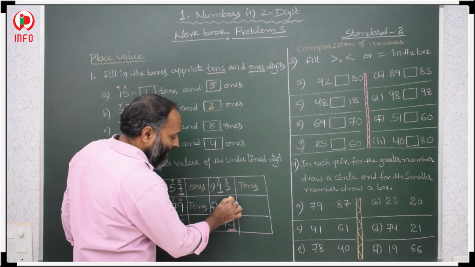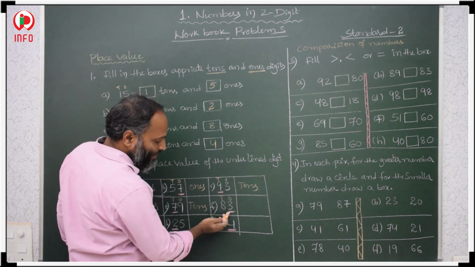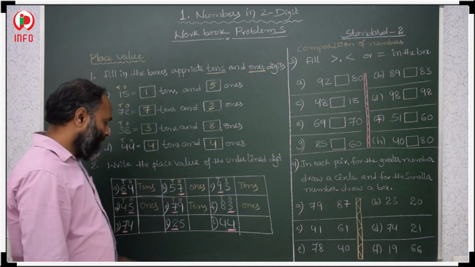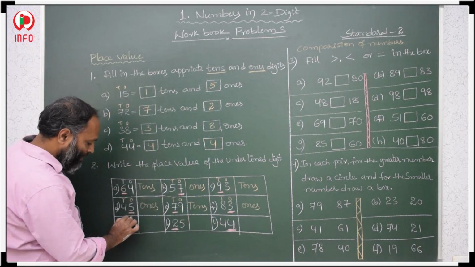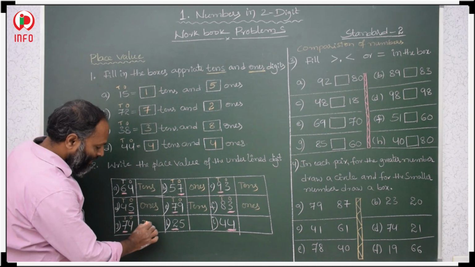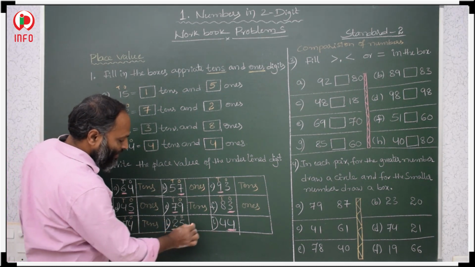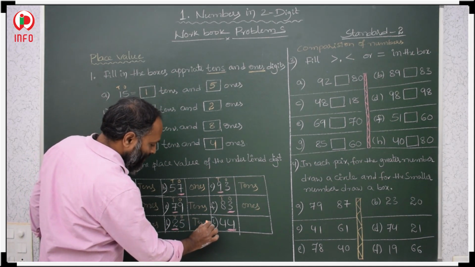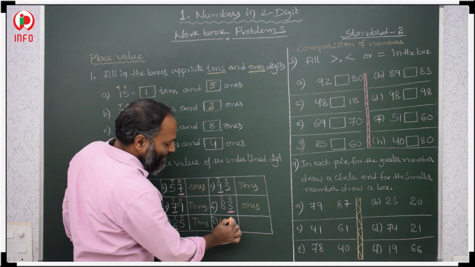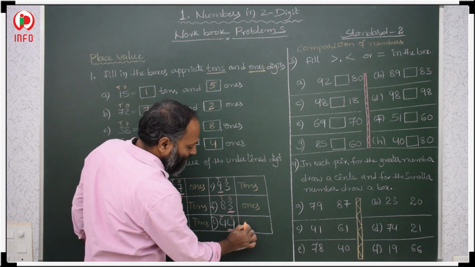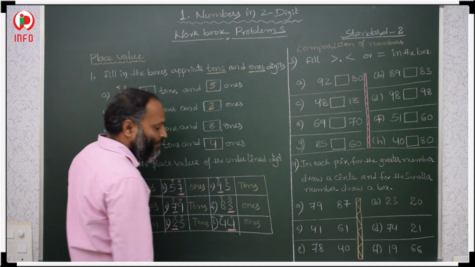83. 8 is underlined, this is in ones place, this is in tens place. The underlined one is ones place. Here this is in ones place, this is in tens place. 7 is in tens place. This is in ones place, this is in tens place. 2 is in tens place. This is in ones place, this is in tens place. 4 is underlined here. The underlined one is in ones place.